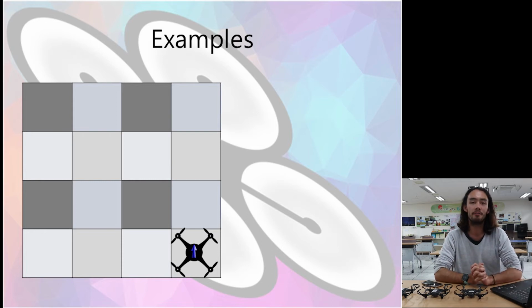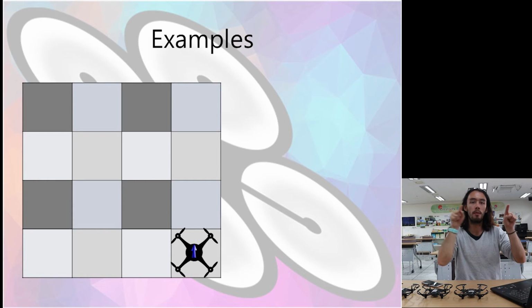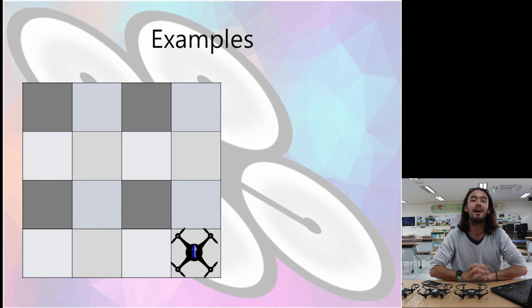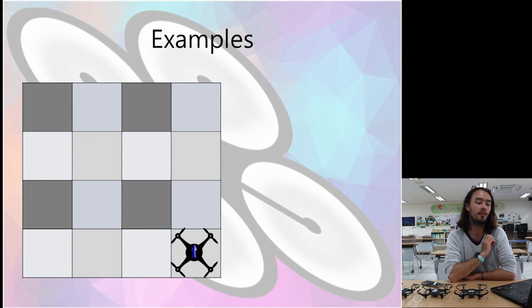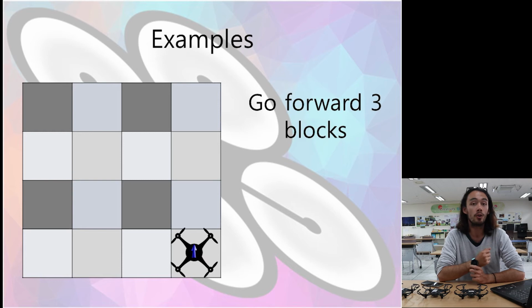So I have made a 4x4 grid with the drone in the bottom right grid. And we have a little arrow to show which way it is pointing. And now I will give you an instruction. So go forward 3 blocks. So what do you think we should do?